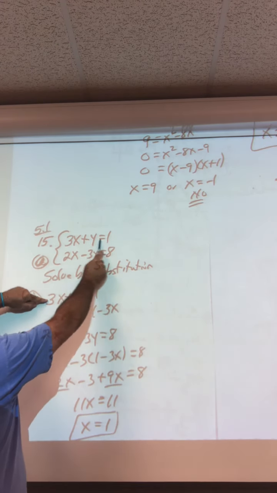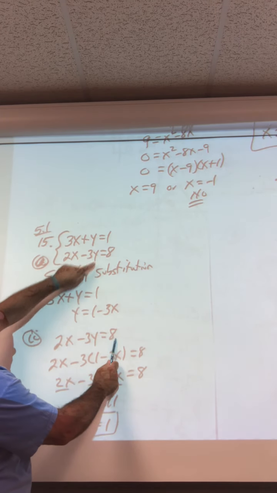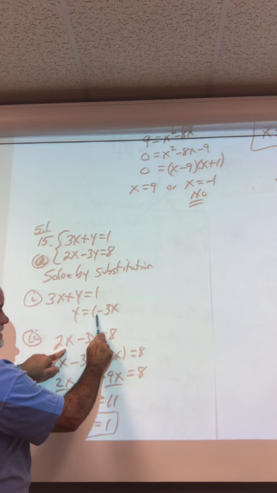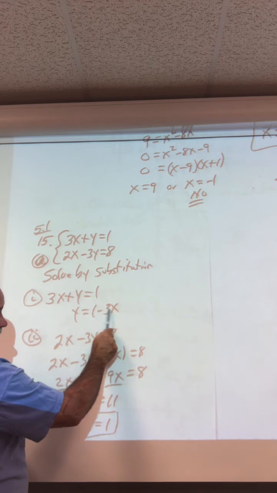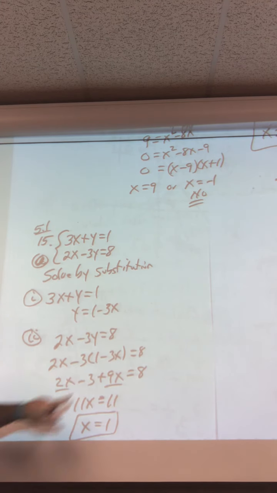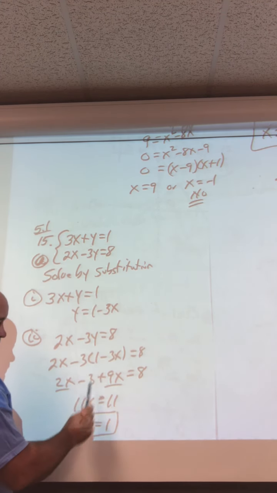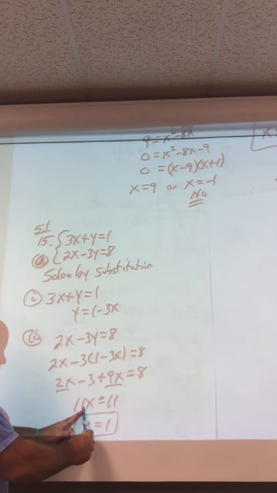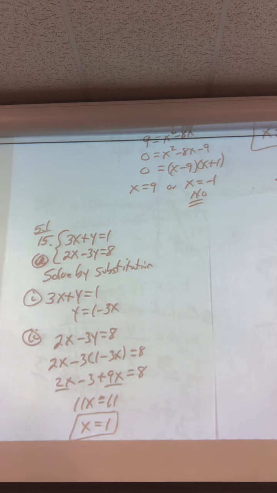Step 2, substitute this into the other equation. Well, this was the first equation. So let's copy the other equation down and substitute this in for y right there. So put 1 minus 3x in y's place. There it is. And solve. So distribute. Add your x's together. Add 3 across to get x equal 1.